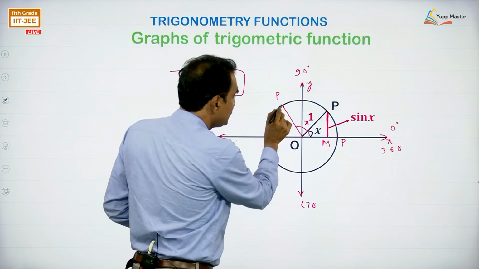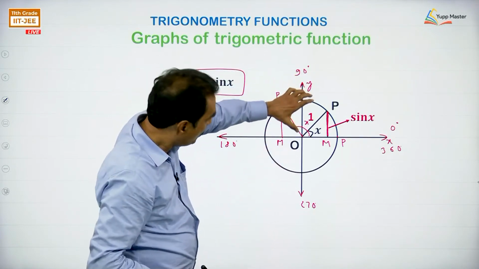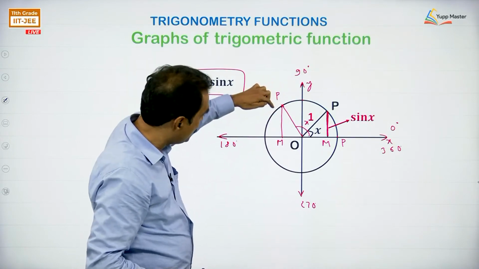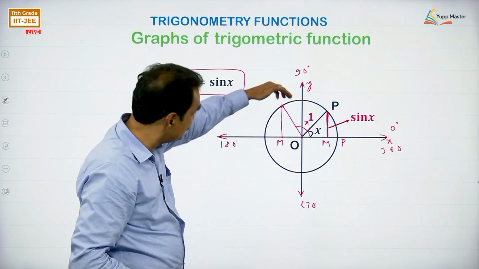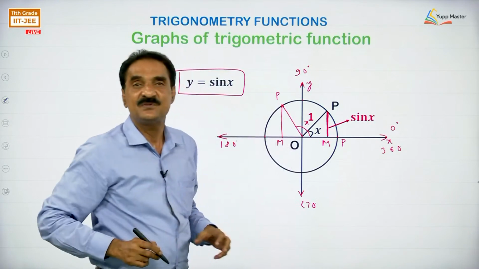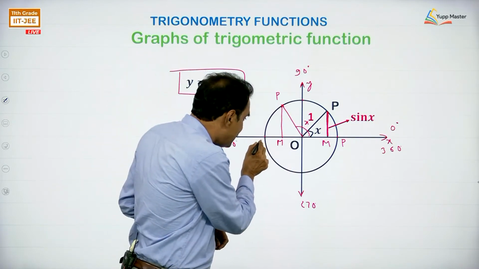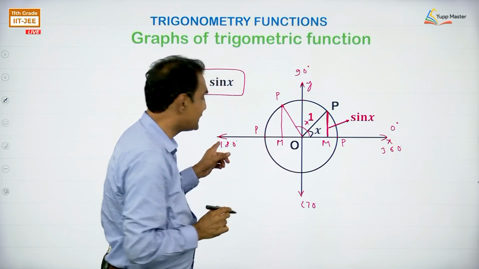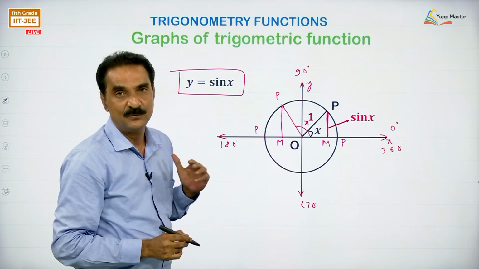Then the length of the perpendicular is this much. What happens? From 1 it starts decreasing, and when P is slowly moving like this, the value of sin x will be slowly decreasing from 1. When P reaches here, this PM becomes 0. Okay. And again, if P is moving further, here when P is here, what is the angle? 180 degrees. That is why sin 180 degrees is 0.